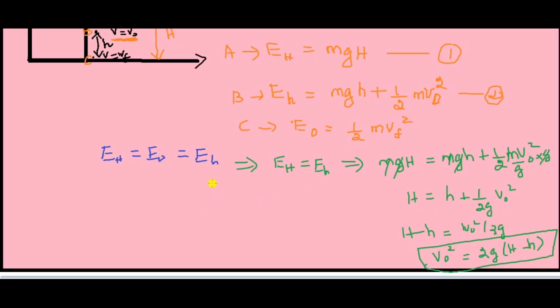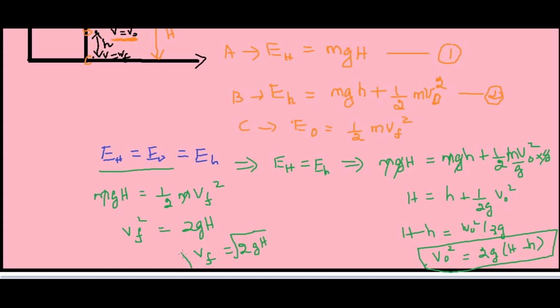At the same time, if I'm trying to do E_H is equal to E_0. What is the E_H value? mgH. What is the E_0 value? Half m vf squared, where this m and m will get cancelled, and the 2 will go on the other side. So vf squared is equal to 2gH, or vf is equal to root of 2gH.